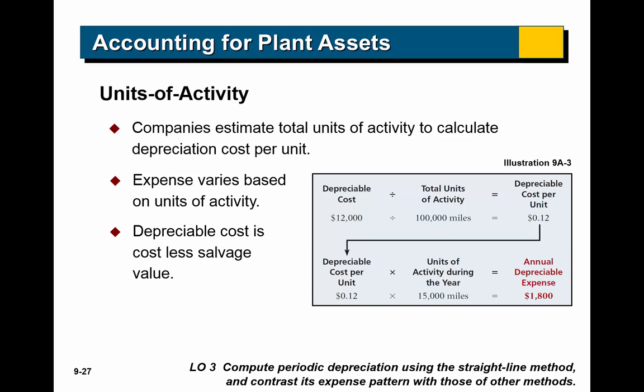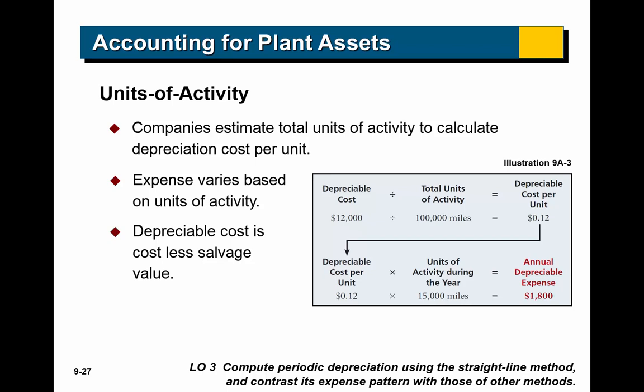So all you do is you take the depreciable cost. Remember, that's the cost of the asset minus any residual or salvage value. In this case, that's $13,000 cost minus $1,000 salvage value, divided by the total units of activity. In this case, they said it was 100,000 miles. And then that gives us a depreciable cost of 12 cents per unit, in this case, per mile driven.